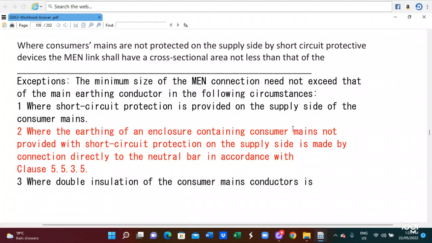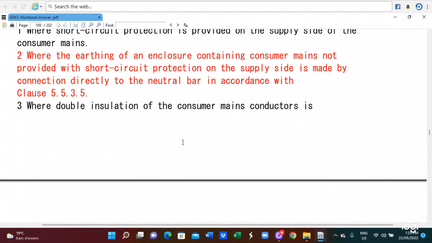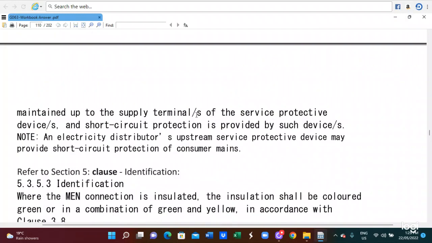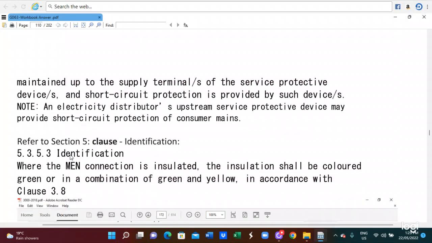Wiring or enclosure containing consumer mains may not be provided with short circuit protection on the supply side, made by connection directly to the neutral bar, in accordance with clause 5x5x3x5. The bad insulation of the consumer mains may, in this case, be run up to the supply terminal or service protective device. Short circuit protection provided by the electricity distributor, upstream service protective device, may provide short circuit protection of the consumer mains.